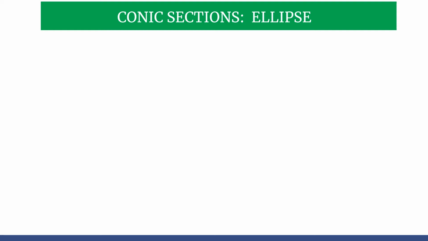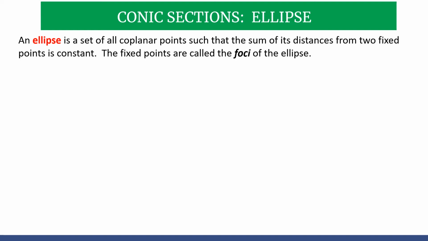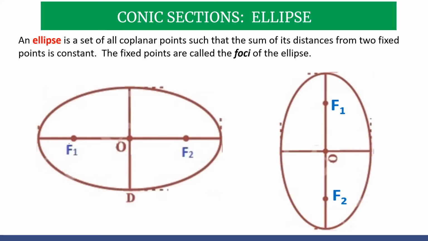Ngayon naman ang ating pag-uusapan is all about ellipse and its characteristics. Kapag sinabing ellipse, it is a set of all coplanar points such that the sum of its distances from two fixed points is constant. And the fixed points are called the foci of the ellipse. Ano ang itsura niya? Ito, isang pahalang at isang patayo. One is in horizontal form and the other is in vertical form.